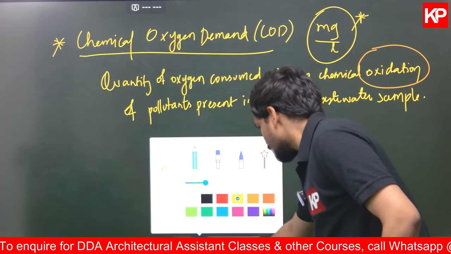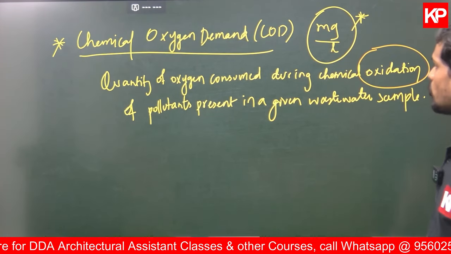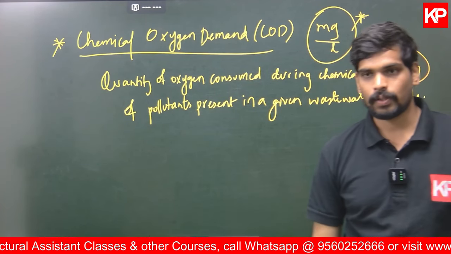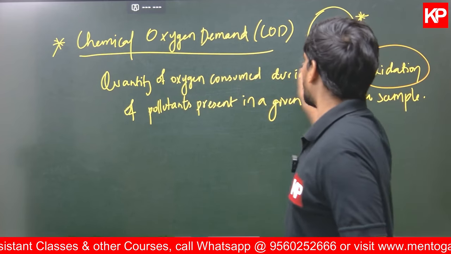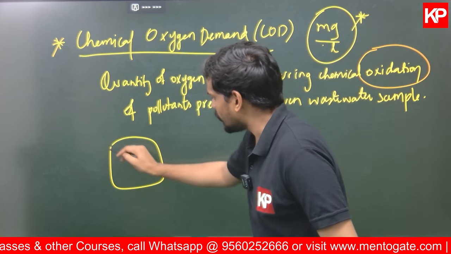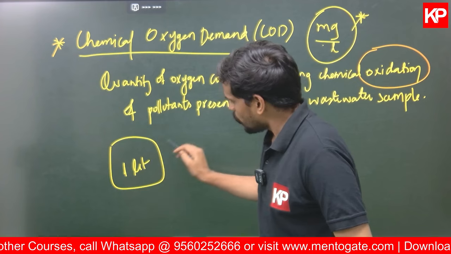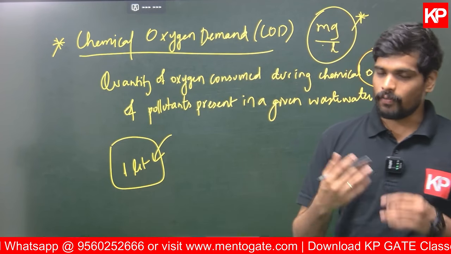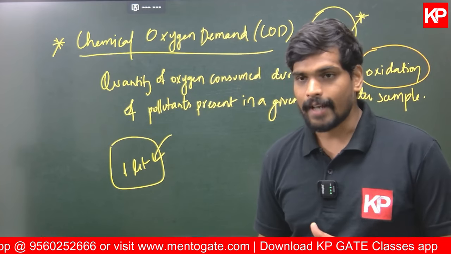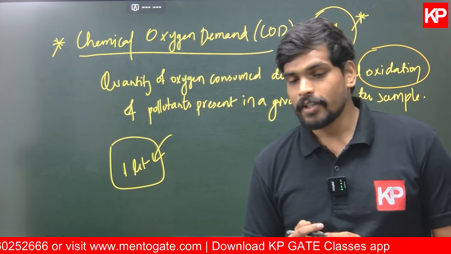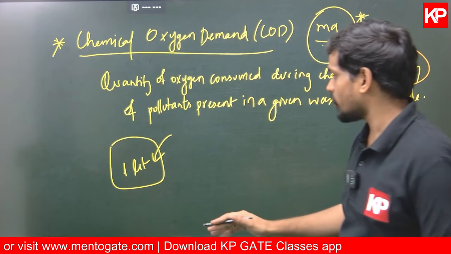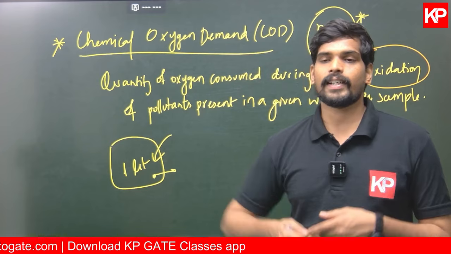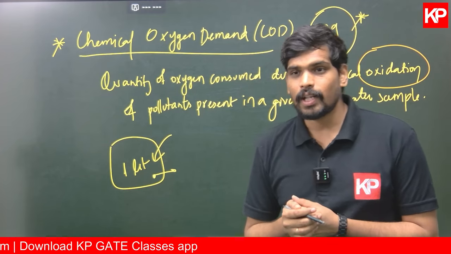First, let me tell you that chemical oxygen demand is the amount of oxygen consumed during the chemical oxidation process of the pollutants present in a wastewater sample. So that's what chemical oxygen demand is. It also is measured. So you take the same thing, a 1 liter sample, you mix some chemicals into it. Obviously we're not looking into the detailed chemical reactions here, but due to the addition of those chemical reagents, the organic pollutants will get decomposed and will precipitate. So how much oxygen is being consumed in that process, that's measured.